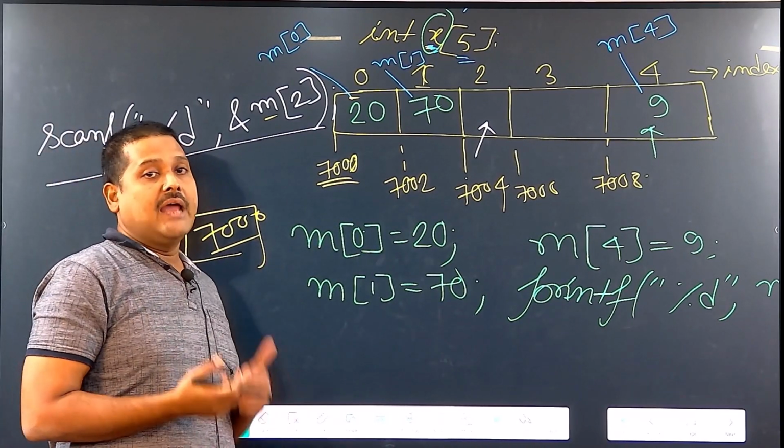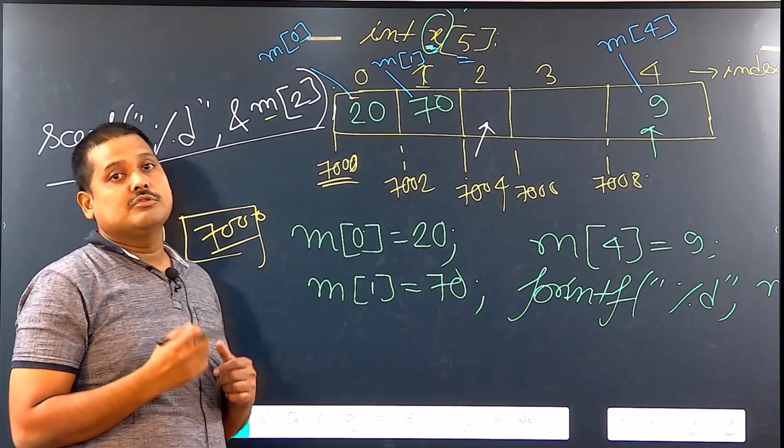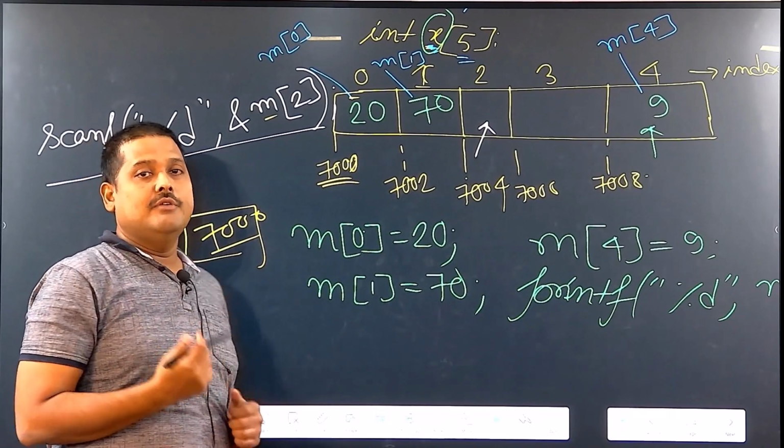And that's why it is called a mnemonic; array name is also called a mnemonic.